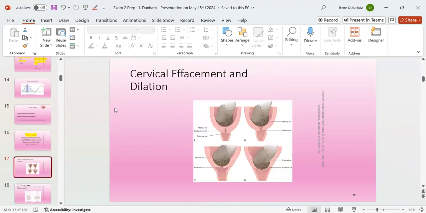All right, this is a diagram that comes right out of your textbook, but I do like it. It's just what I've been talking about with the internal os. So here's your cervix. Here's the external os. And then up here is your internal os.